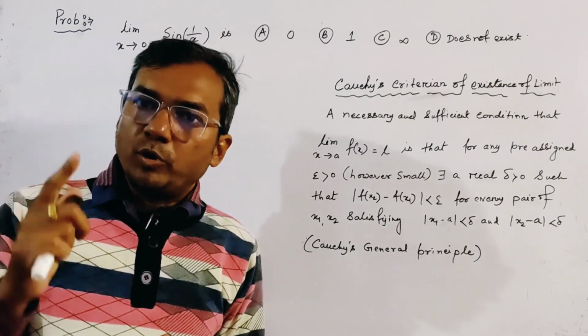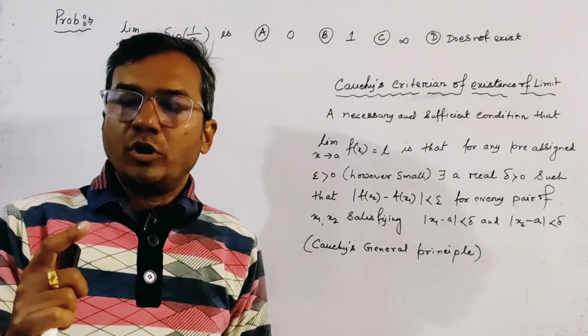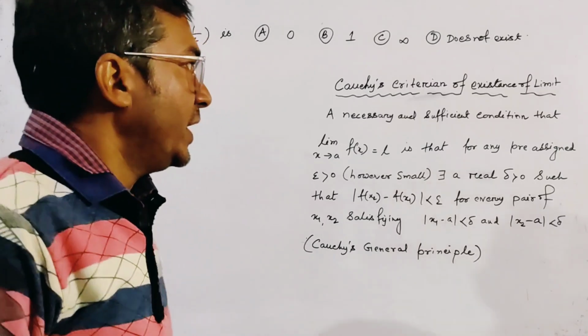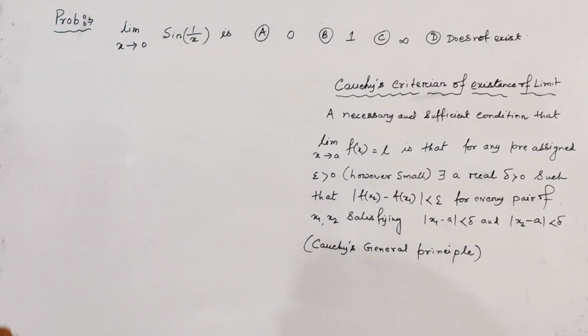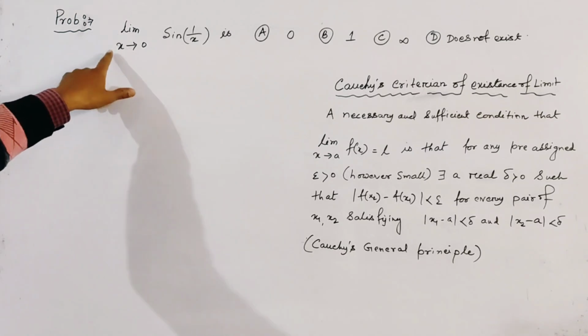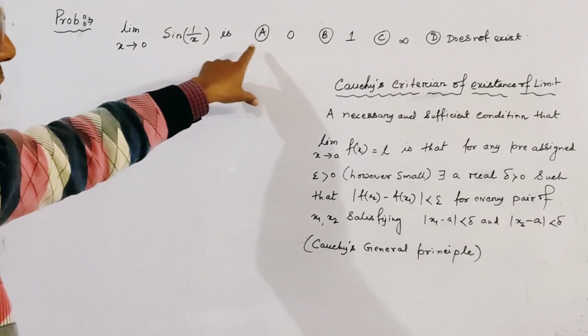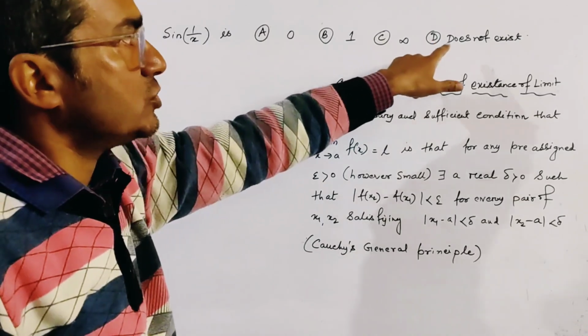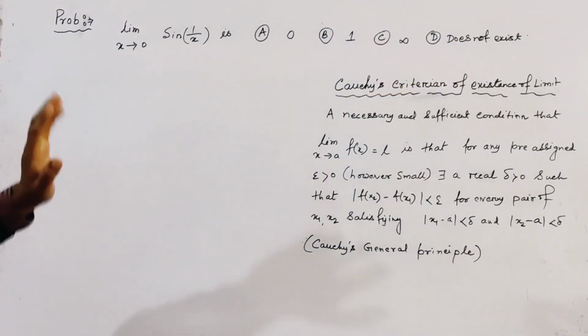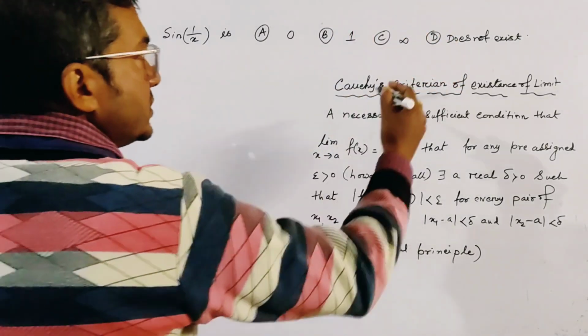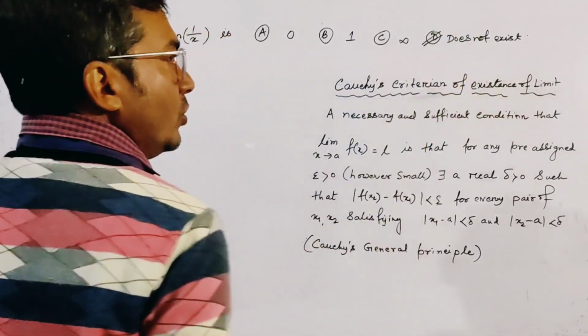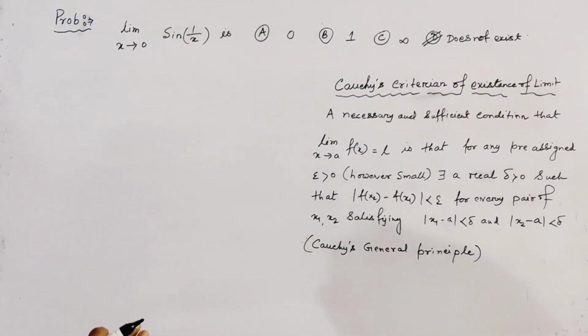This is a very conceptual problem from limit of a function, right? And this is a very common problem in all competitive exams. Limit x tends to 0 of sine 1 by x, with four options: 0, 1, infinity, does not exist. Okay, the answer is: this does not exist. D is the correct answer.